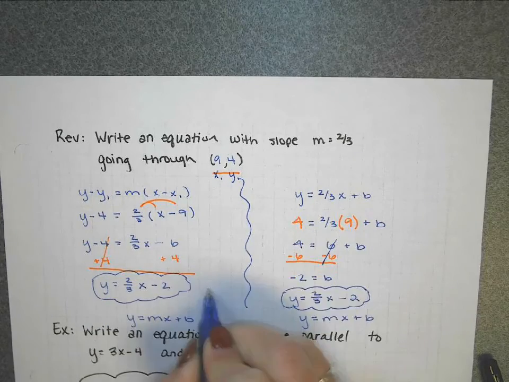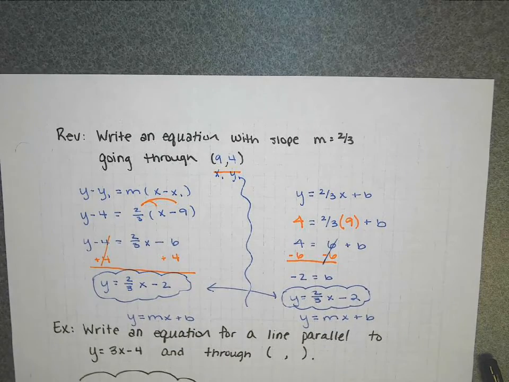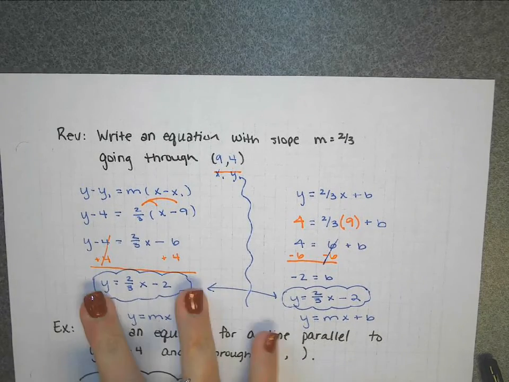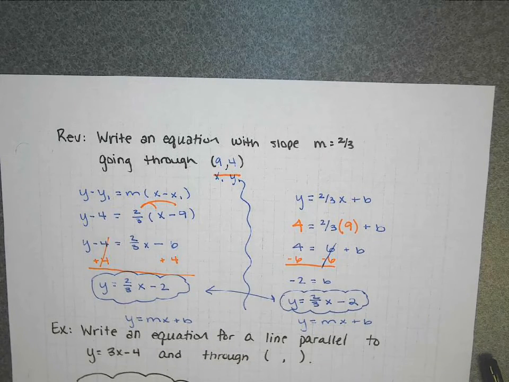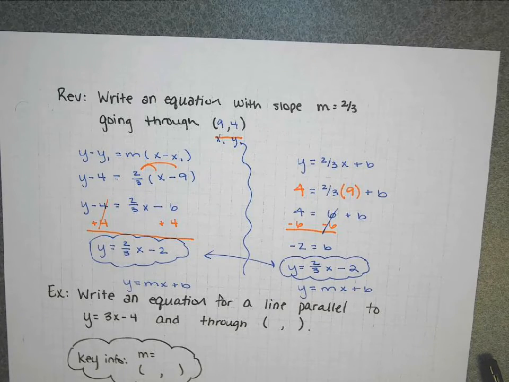Now notice we got the same answer. It didn't matter which route we took. So if you like option 1, go for option 1 every time. If you like option 2, do option 2 every time. Right? It does not matter which option you take.